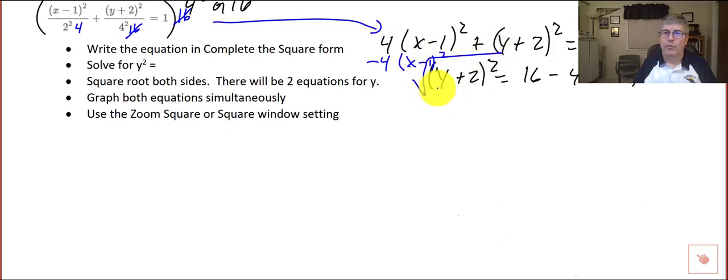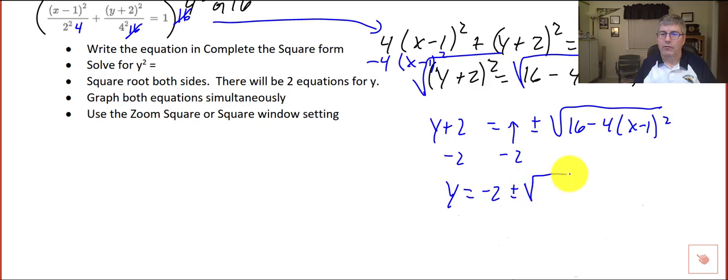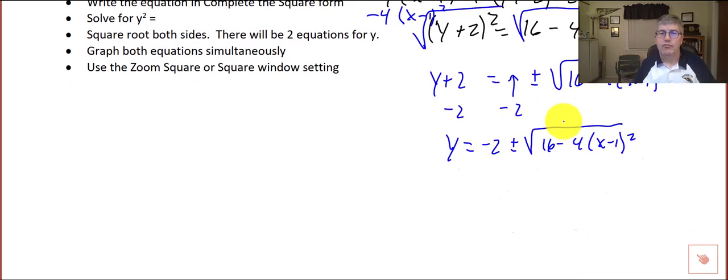Then square rooting both sides, I get y plus 2 equals plus or minus the square root of 16 minus 4 times (x minus 1) quantity squared. I subtract 2 from both sides. I'll put that 2 right in there, and I get y equals negative 2 plus or minus the square root of 16 minus 4 times (x minus 1) quantity squared. So now I will have two half ellipses that I'll want to put into my graphing calculator.